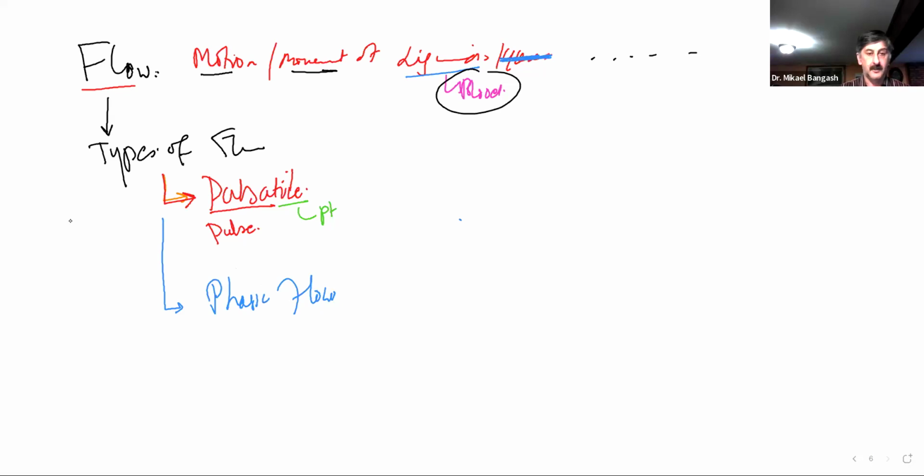Phasic, meaning pertaining to phases. Not the face, but this phase, or stages, or steps. Our last one is going to be what we will call steady flow.